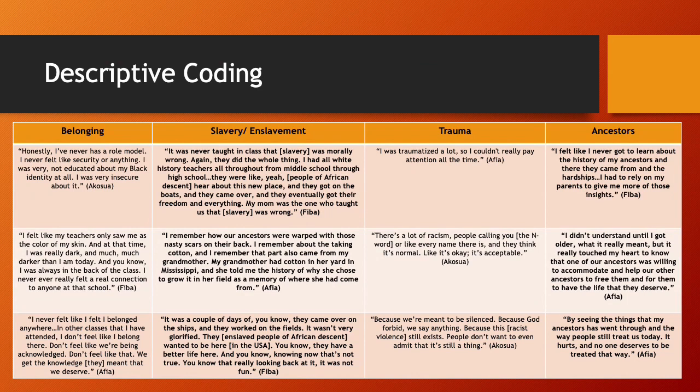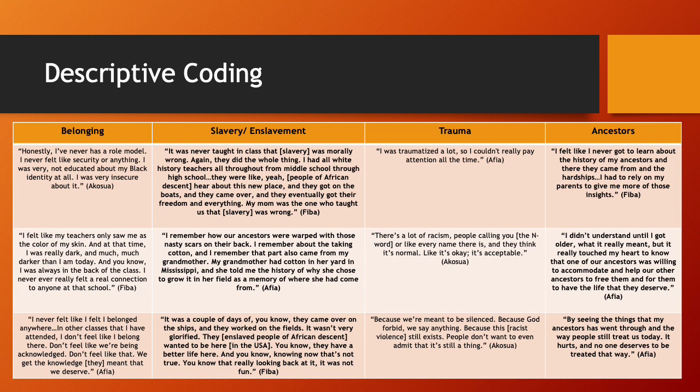And so here you can see some of the descriptive codes that came out of the work and how they were mapped. I picked quotes to highlight some of that mapping, and I'll read a couple here. In terms of belonging: "Honestly, I've never had a role model. I never felt like security or anything. I was very not educated about my Black identity. I was very insecure about it." So I put that in belonging, and I do think that impacted Okosua's experience in the classroom.